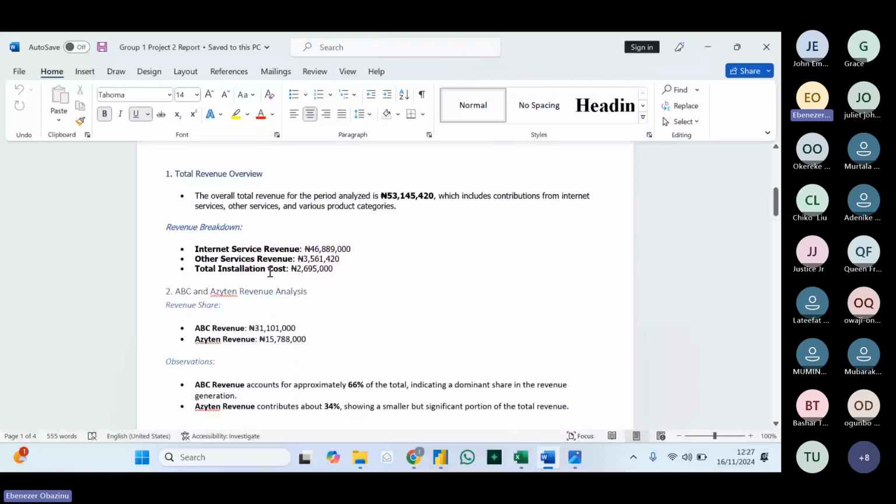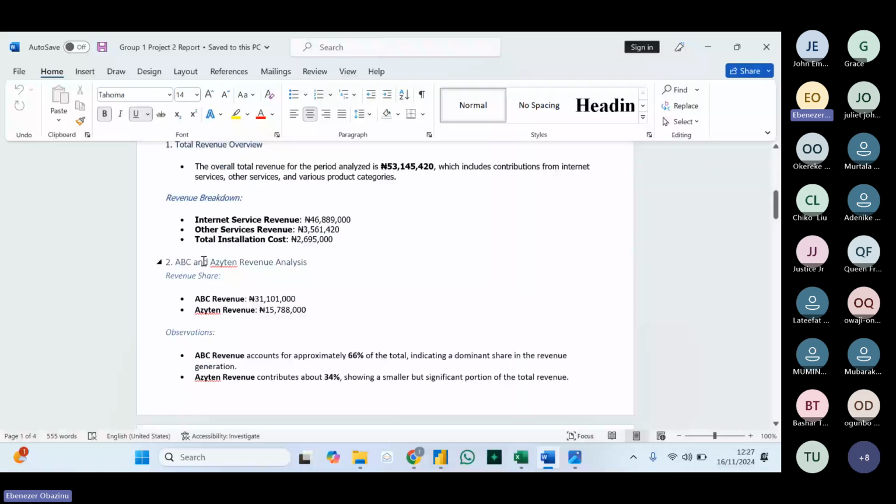So for total revenue, we have 53.1 million. I'm breaking it down. From internet service revenue, which is of course the largest, we have 46.8 million. Then for other services like the IP services, we have 3.5 million. Then revenue from installation costs, we have 2.6 million. So ABC and Azyten revenue analysis. So revenue share. ABC revenue share is 1 million, while Azyten is 15.7 million.